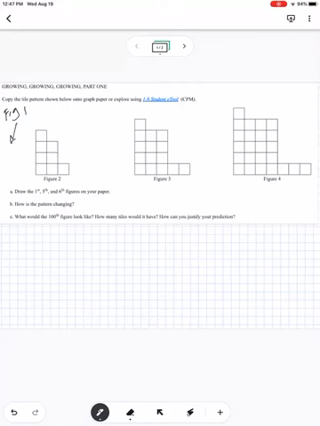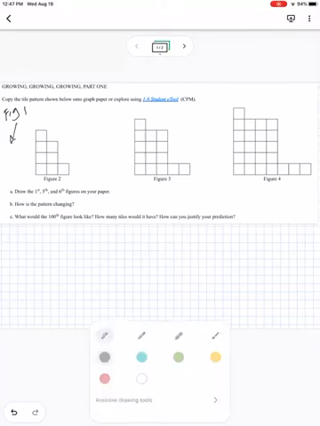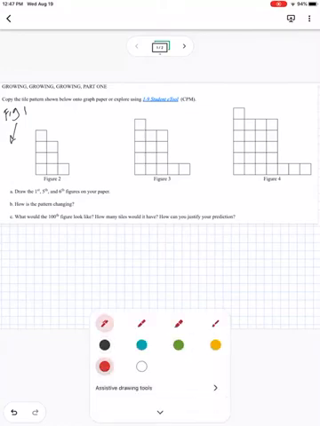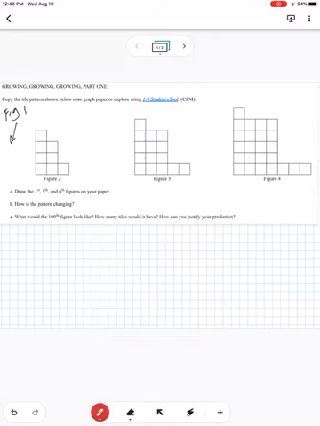Question A asks you to draw the first, fifth, and sixth figures on your paper. In order to do this, you really have to do question B first. You have to understand how the pattern is changing. Everybody has their own strategy for this. The way that I like to think about it is to look at literally what is changing.